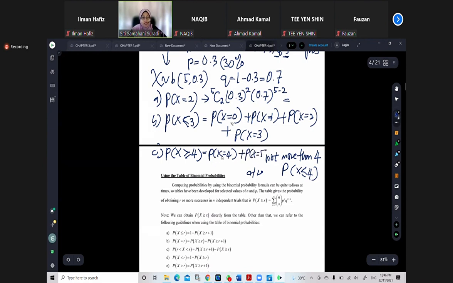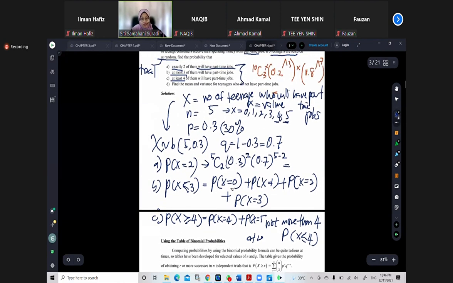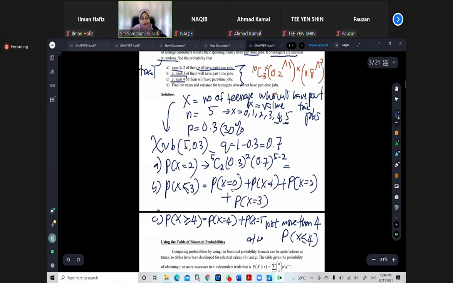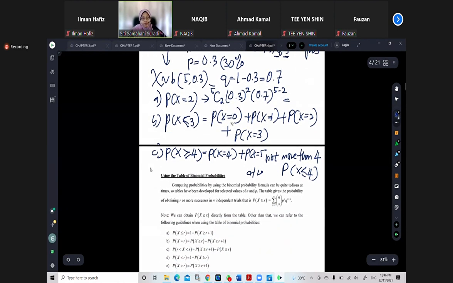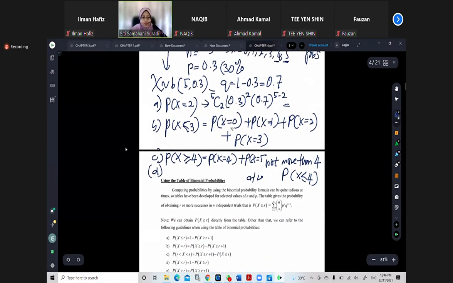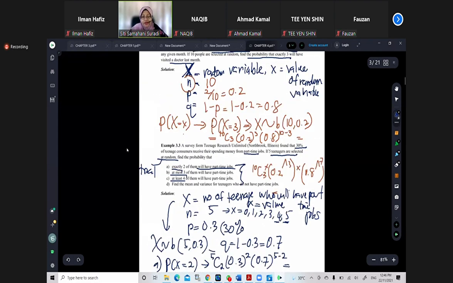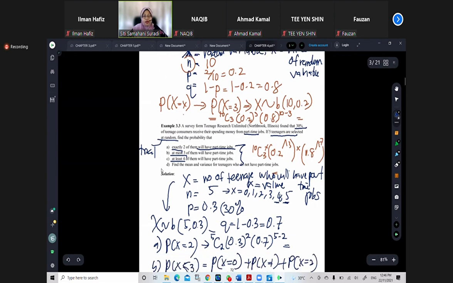Okay, when I say equal, you need to derive these calculations. You need to find each probability, using the combination. Okay, and then part D, you need to find the mean and variance. So it's easier. As you know, how to find the mean?